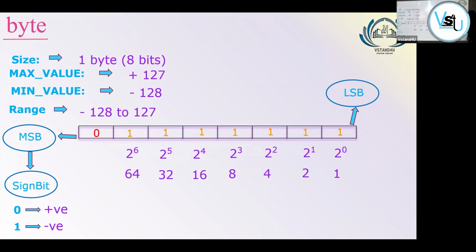Now, if you add all the numbers together, 0 is the sign bit, that we understood. When I add all the numbers, 64, 32, 16 and the rest, what does it come to? Shall we check it? Is it really happening or not?